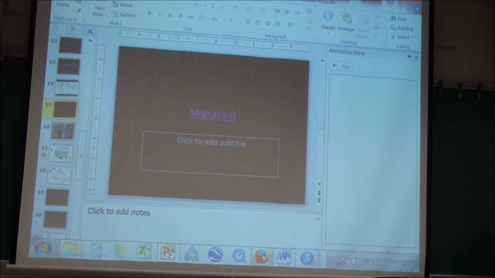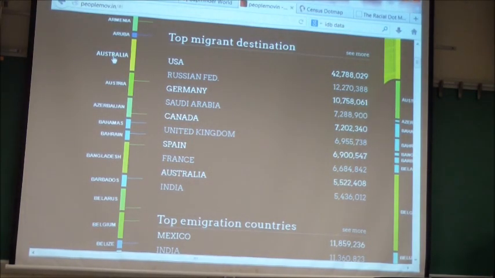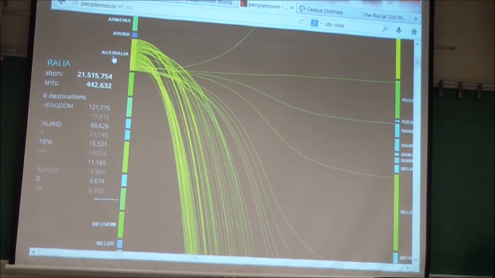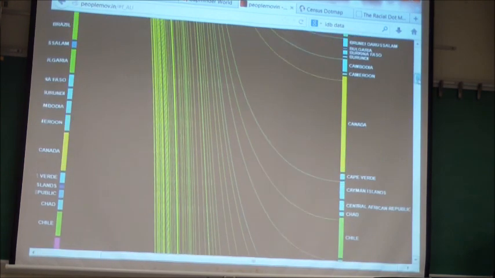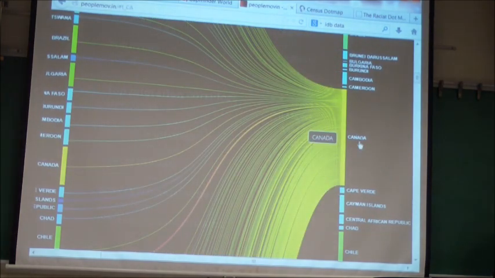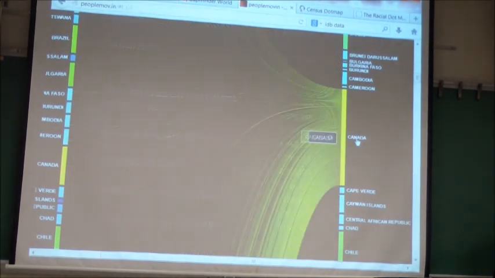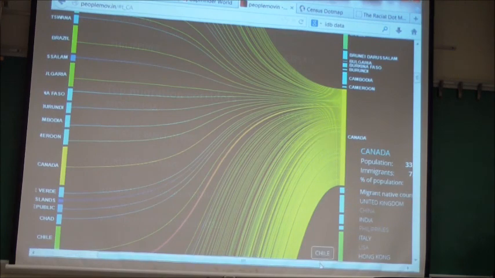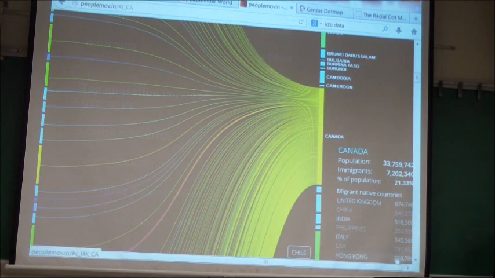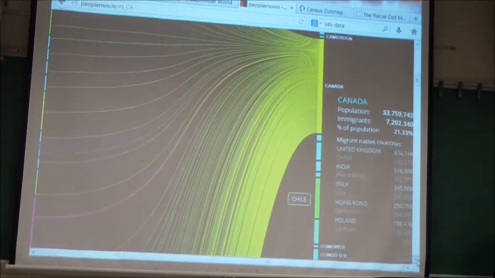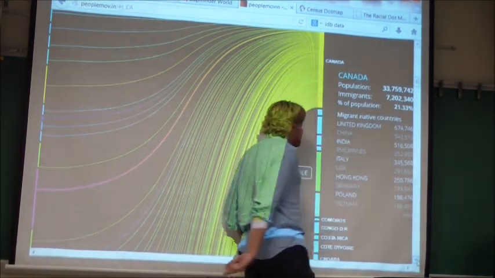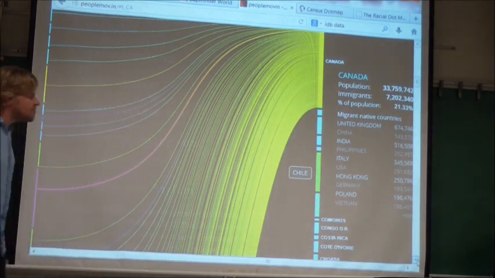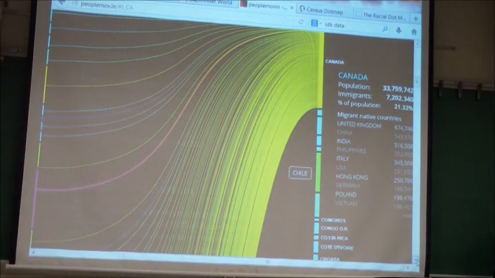So what we can do here is click on, for instance, Australia, and it shows the places in which Australians are migrating to. But then if we go to the other side, we can click on a country and see where they're coming from. So we click on Canada, and then there's this data here. Where are most Canadian residents' migrants coming from? A good chunk of them are from the United Kingdom. So British, Irish, Northern Irish, Scottish. That's where we're getting a large number of migrants coming into Canada.